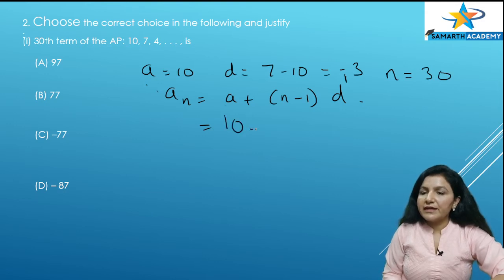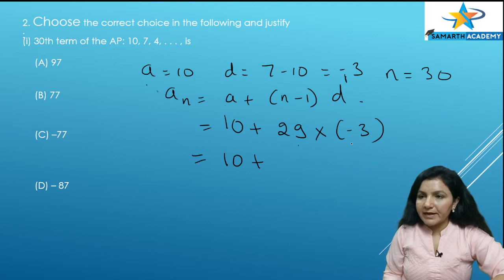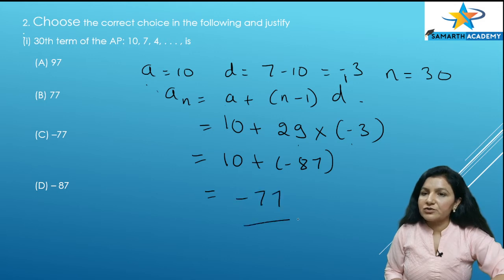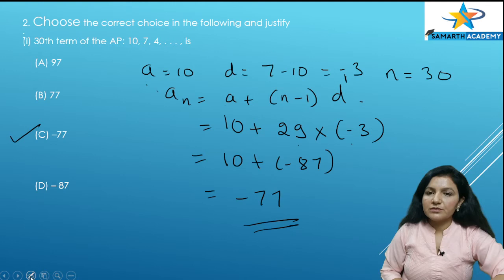Substitute the given values. 10 plus 30 minus 1, that is 29, into d. d is minus 3. So 10 plus 29 into minus 3 is minus 87. Minus 87 plus 10 is minus 77. So the correct option is C. Next question.